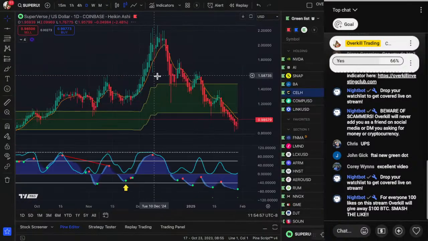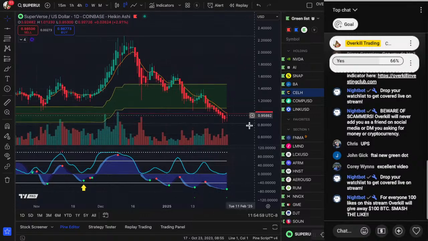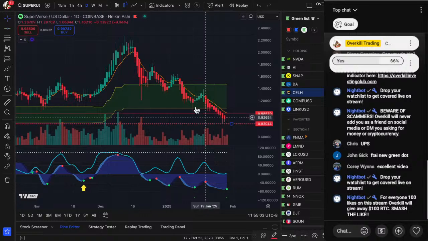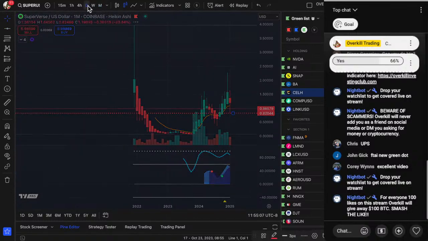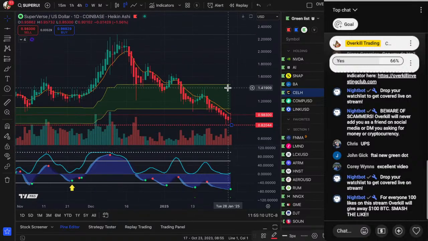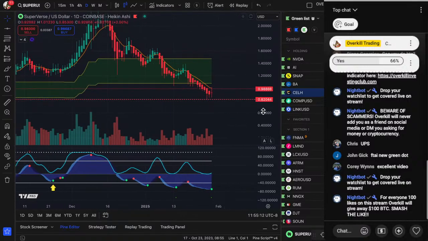Super's getting hammered here too. That thing got obliterated, but it's given the green dot here today. So if you're playing the green dot, I would definitely use a stop loss at 82. What's the monthly chart saying? The monthly chart has a big, ugly red candle. So this thing really needs to hold on to 80 cents. If it can't hold 80 cents, it'll probably go down there to 60.